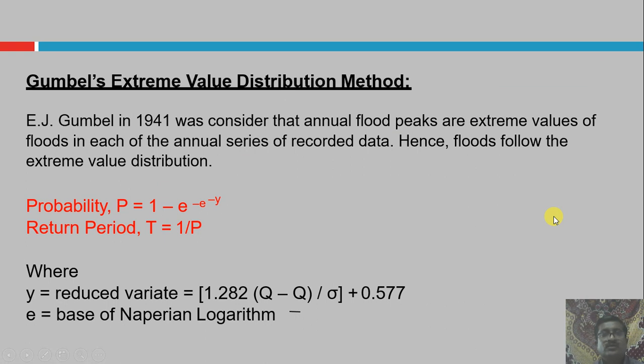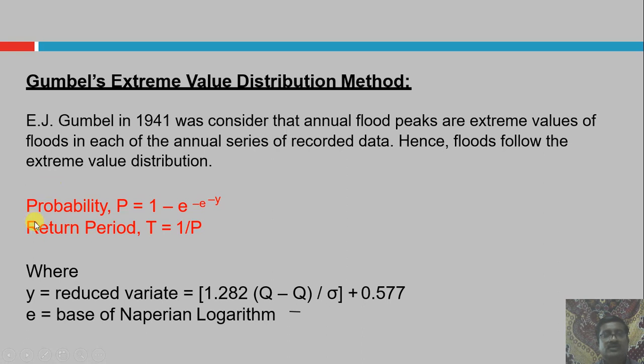Then one more method is there, Gumbel's method, which is also called Gumbel's extreme value distribution method. The scientist E.J. Gumbel in 1941 considered that annual flood peaks are extreme values of floods in each of the annual series of recorded data. Hence, floods follow the extreme value distribution.